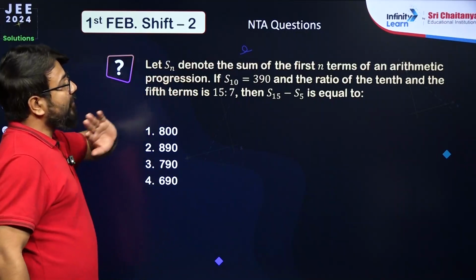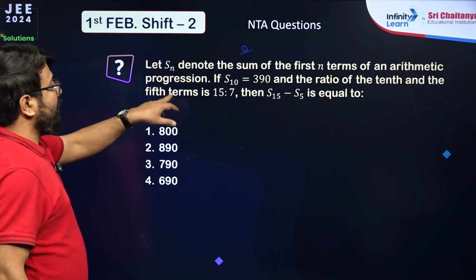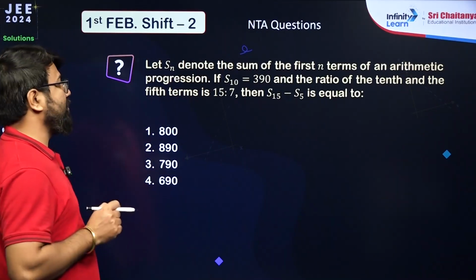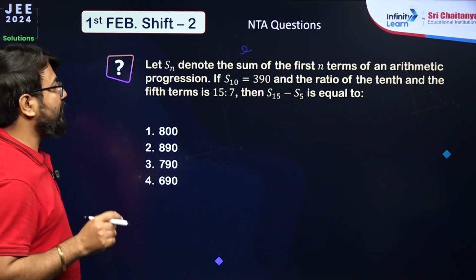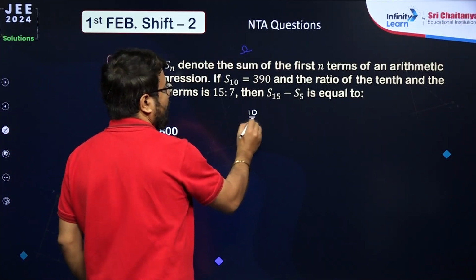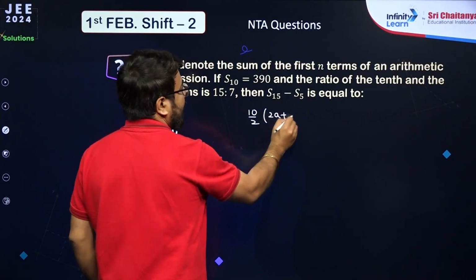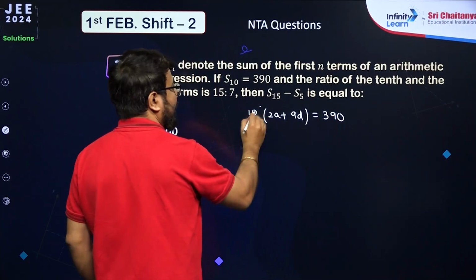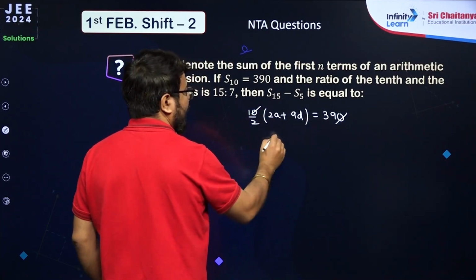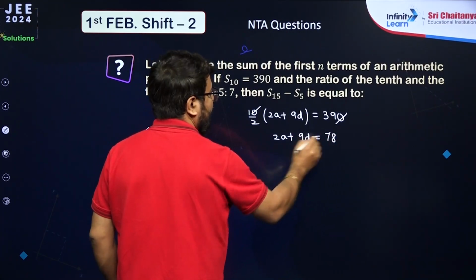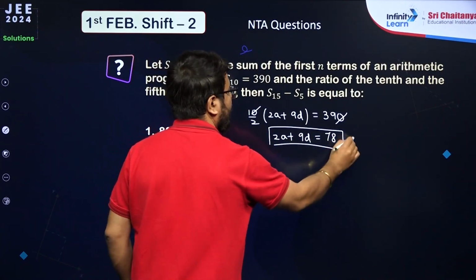Let Sn denote the sum of first n terms of the arithmetic progression. S10 is 390 and the ratio of the 10th and the 5th term is 15:7. Then S15 minus S5 is equals to what? So this is quite easy problem. S10 means 10 upon 2, 2a plus 9d. This is being given to us as 390. So from here, let us cancel this factor and I will be able to write 2a plus 9d will be 39 into 2, that becomes 78. This is the first equation.